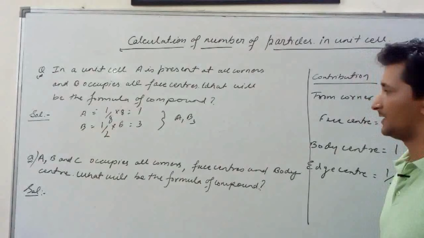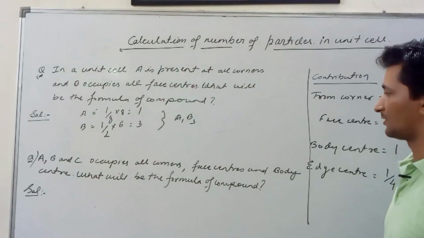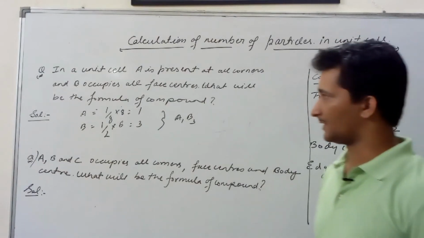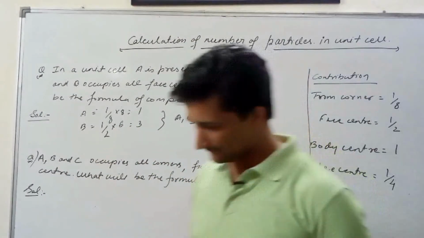Okay, now let us deal with the second problem which you may face in your examination. The second problem is A, B and C occupy all corners, face centers and body center. What will be the formula of the compound? So it is also very easy.